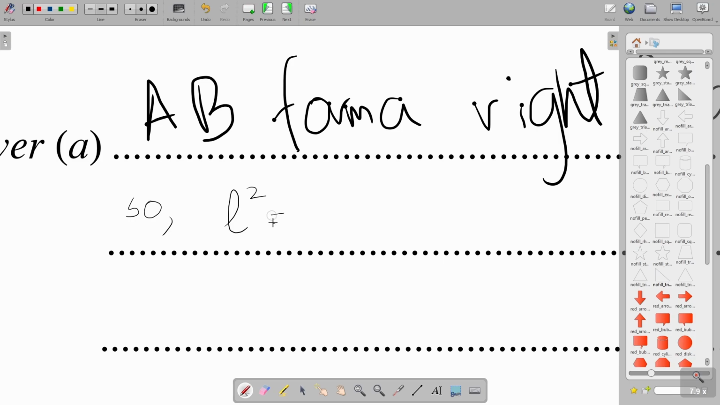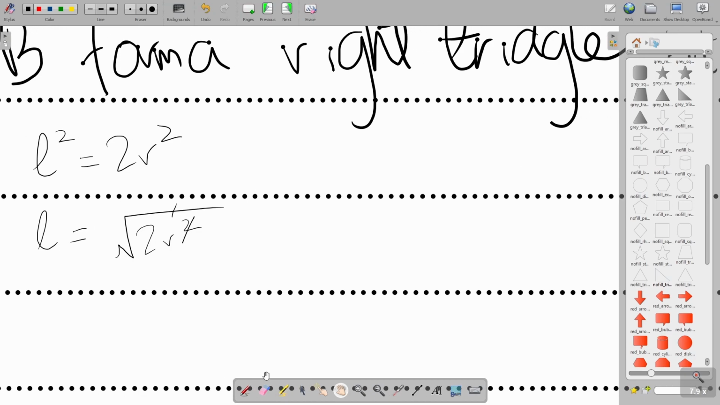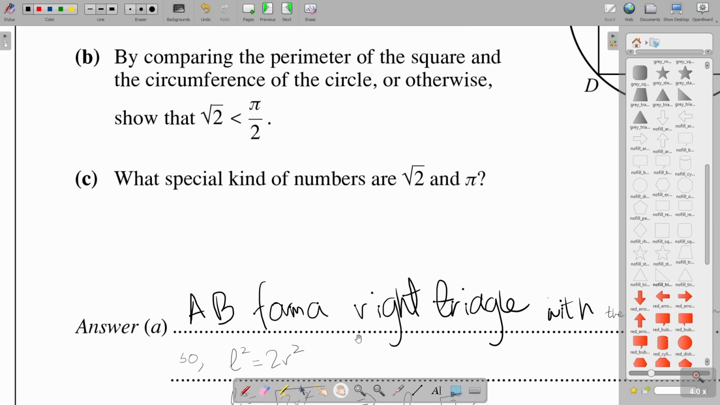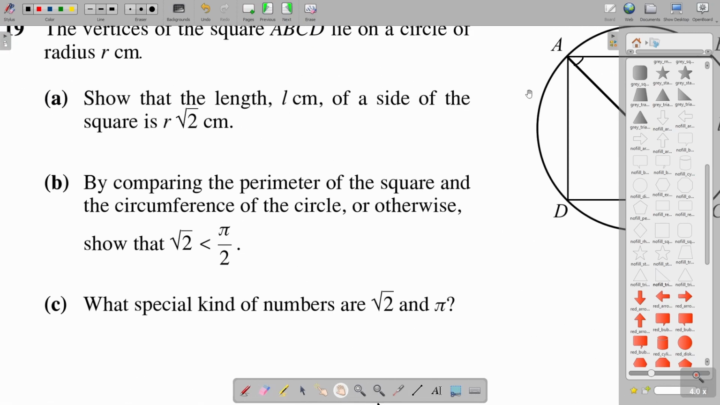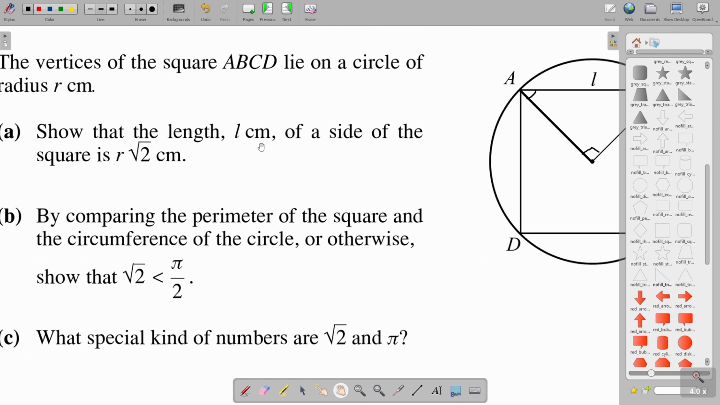So L squared would equal 2r squared, as I've shown before, and if we square root both sides, this would get cut here, 2r squared, this and this get cancelled, and we are left with L is equal to square root of 2 r, which is what we needed to prove, right? On the side, show that the length L centimeters, the side of the square, is r square root of 2.